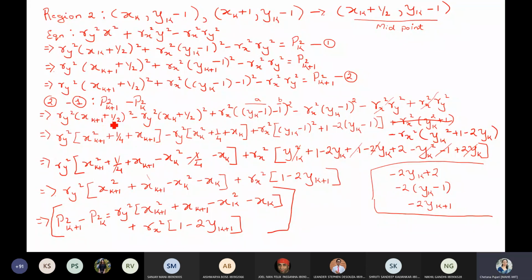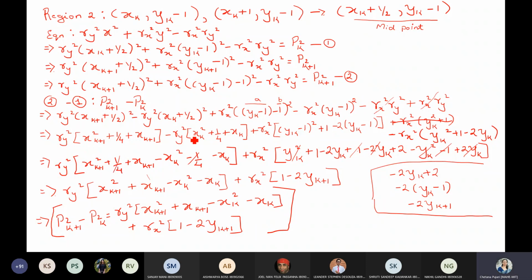Next, you can apply your a plus b whole square equation, that is a plus b whole square is equal to a square plus b square plus 2ab. That equation we have used here. So this is the substitution of that. Next, again a plus b whole square, use the equation, you will get this. Plus this is a minus b whole square, so we'll do a square plus b square minus 2ab, minus rx square. This is again a minus b whole square, so minus rx square I'll keep, a square plus b square minus 2ab.